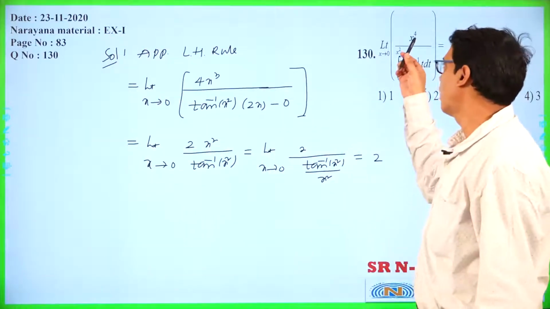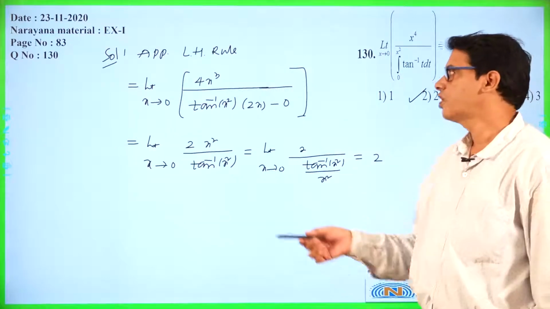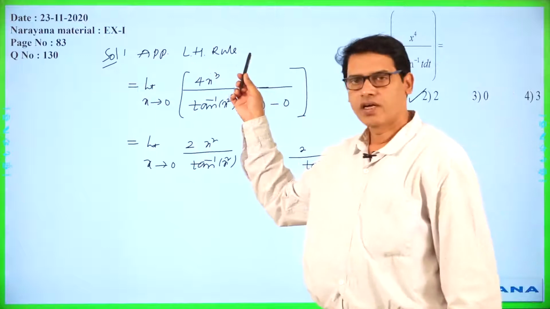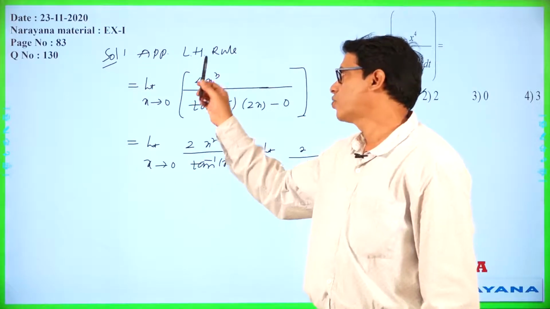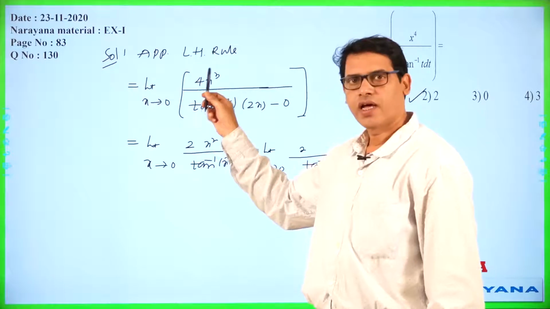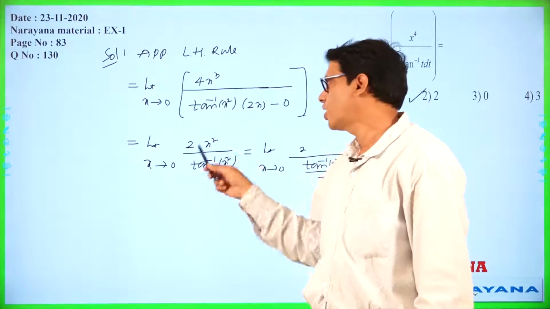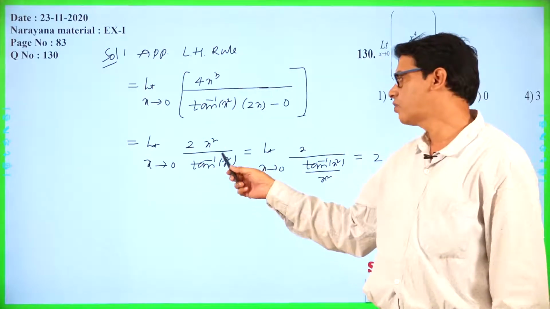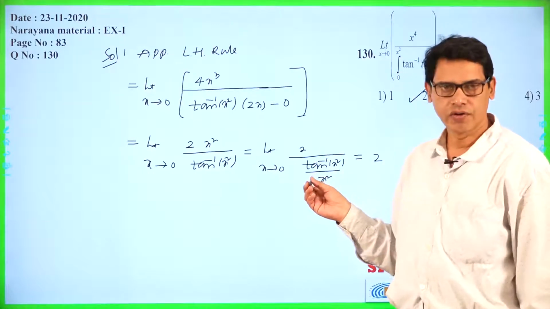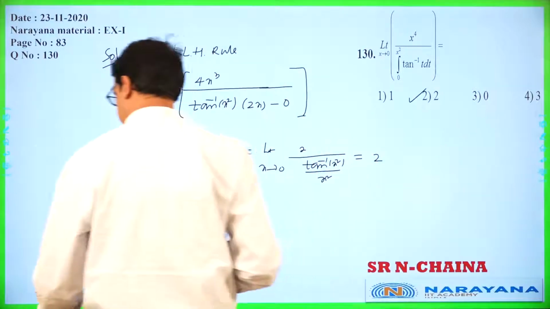So here we are getting 0 by 0. That's why we are applying L'Hopital rule. What is L'Hopital rule? Differentiate numerator individually and denominator individually. So after differentiating we got this, then if you apply the limits, result will be 2. Next one.